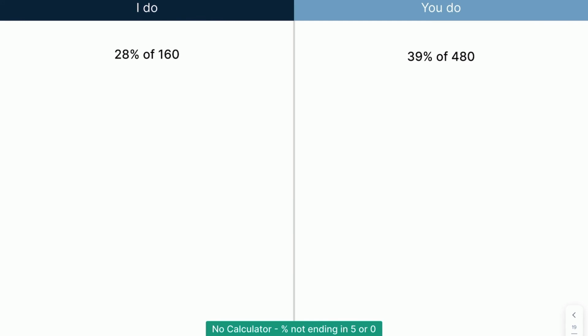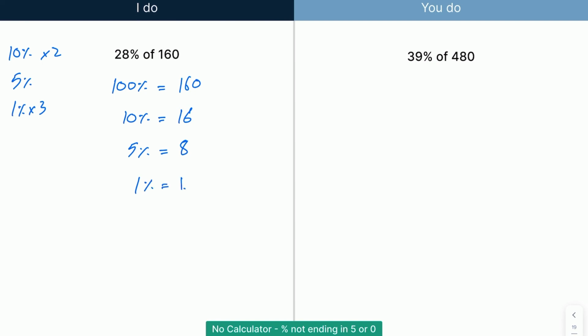Now moving on, again, the way I think of this is 28%, so we need the 20%. I can get that from 10% times 2, that's 20. I can get 5%, which gives me 25. And to get the remaining 3, I'll just find 1% and times that by 3. Now all of that adds up to 28. So again, starting in the same way, 100% is 160, 10% is 16, and 5% is going to be 8, and then 1% is going to be 1.6.